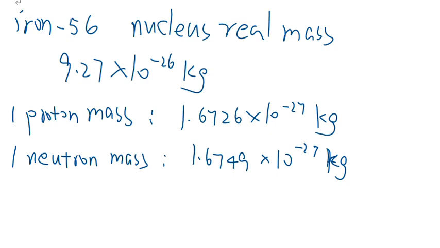Guys, in this video, we're going to talk about how to calculate the binding energy of an element. Let's look at iron 56, because in this binding energy per nucleon curve, we know that iron is here. It is like the most stable element. Okay, now let's calculate the binding energy.